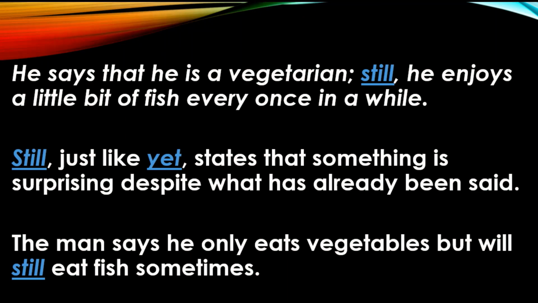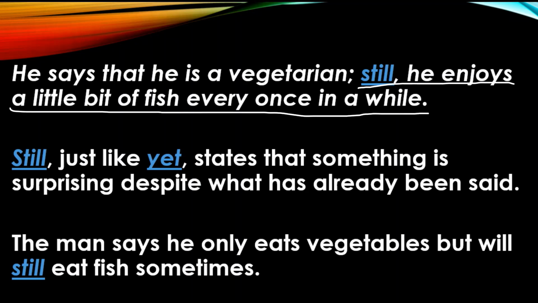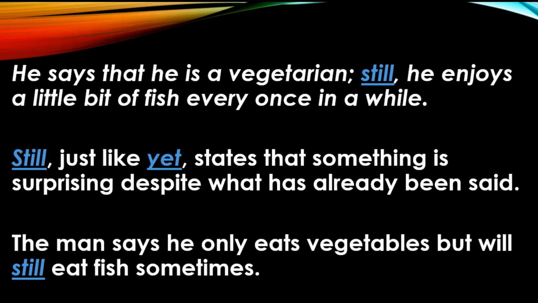This example says, he says that he is a vegetarian. Still, he enjoys a little bit of fish every once in a while. Still, just like yet, states that something is surprising despite what has already been said. The man says he only eats vegetables, but will still eat fish sometimes.